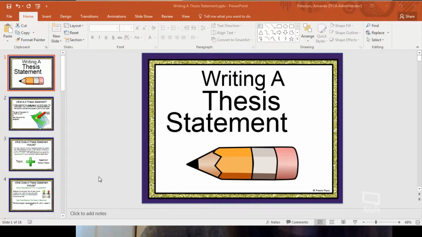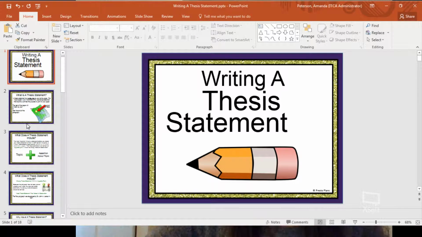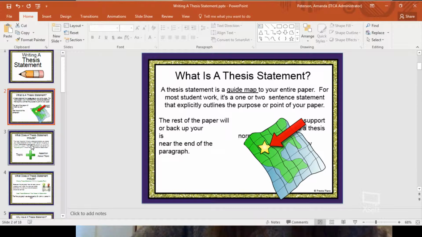Oh, there it is. Okay, so writing a thesis statement. These are really important. Okay, so before we even get into it, what is a thesis statement? A thesis statement is a guide map to your entire paper or essay or really even a paragraph. For most students' work, it's a 1 or 2 sentence statement that explicitly or directly outlines the purpose or point of your paper. The rest of your paper or essay is near the end of your paragraph.